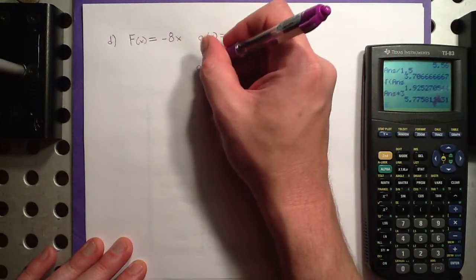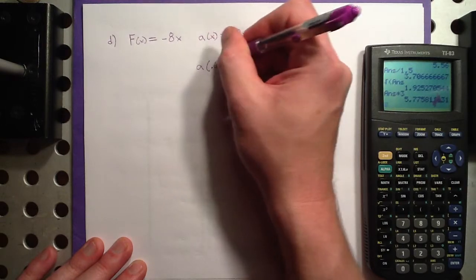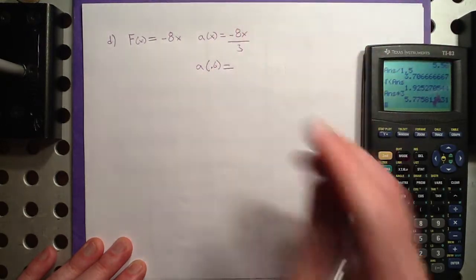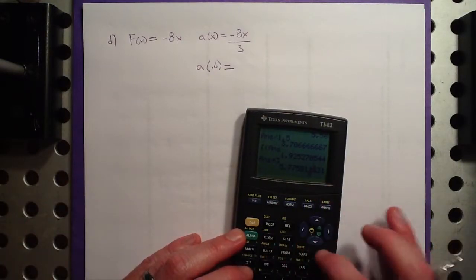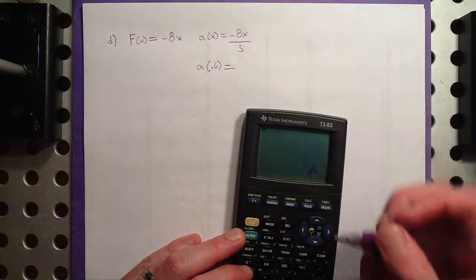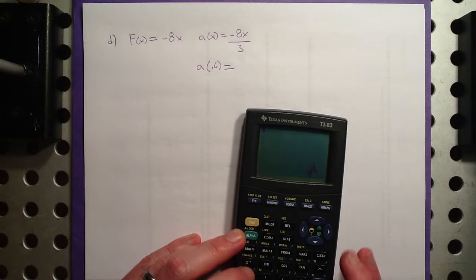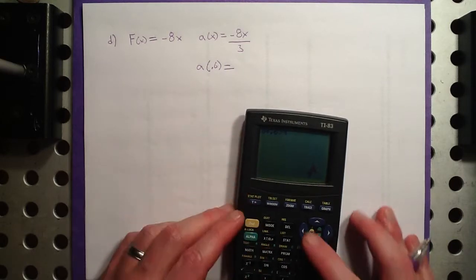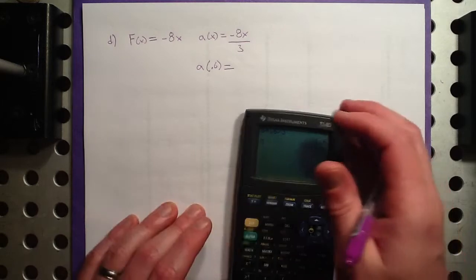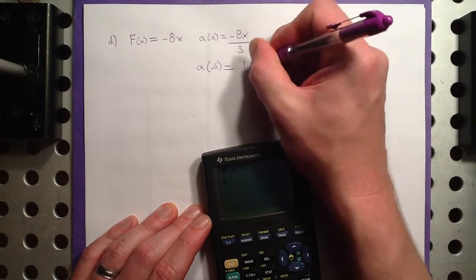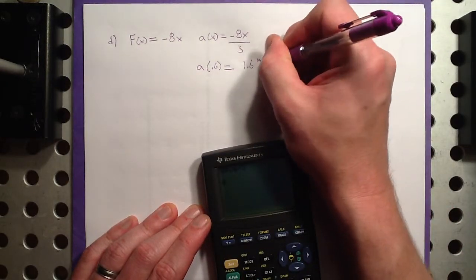Force equals mass times acceleration, so I divide the mass over to the other side. And that means the acceleration at point 6 is, I'm going to ditch the negative sign because they asked for magnitude. So that's 8 times 0.6 divided by 3, 1.6 meters per second squared.